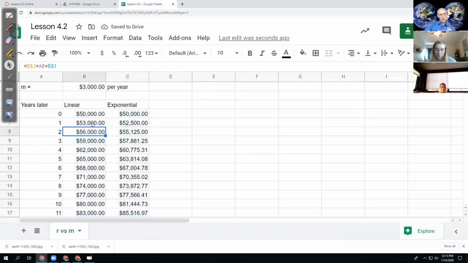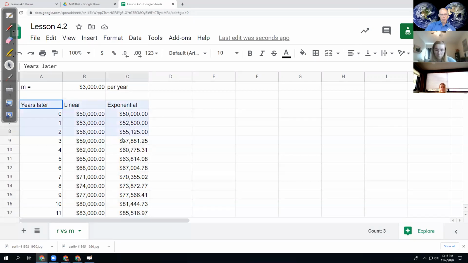So what we can see is at first, the linear has a bigger raise, 3,000 versus 2,500. And it continues to be a better deal than the exponential for a while. But then all of a sudden, the exponential starts to catch up. And then finally, not in the 8th year, in the 9th year, that 5% raise compounded starts to be a better deal. And it's going to be a better deal forever after because the exponential one curves upward.